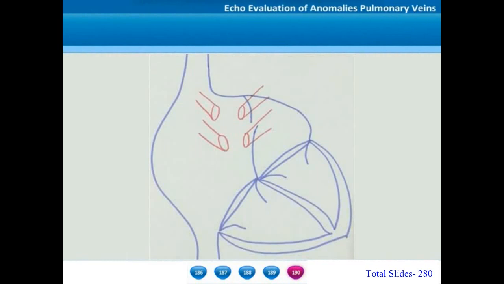If we have to demonstrate it as a cartoon, we see there is a malalignment of the atrial septum. The pulmonary veins which drain onto the posterior wall of the atria are now draining into the right atrium because of this septal malalignment.